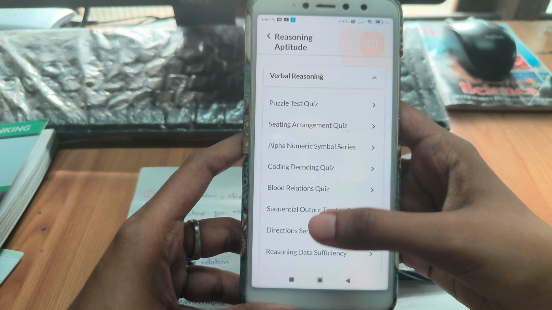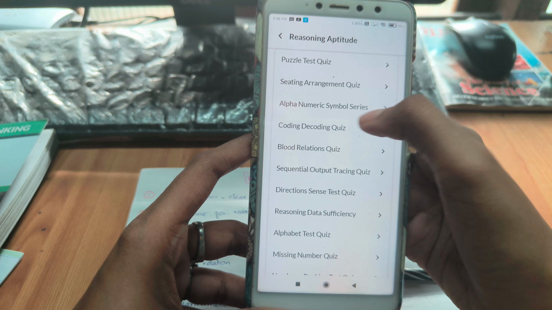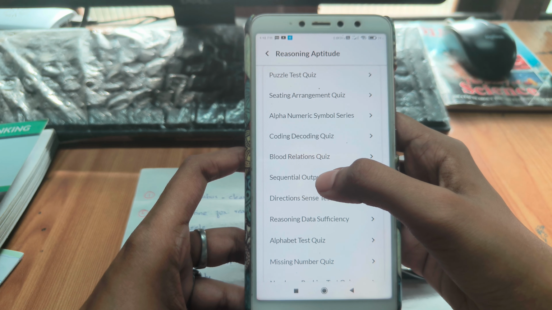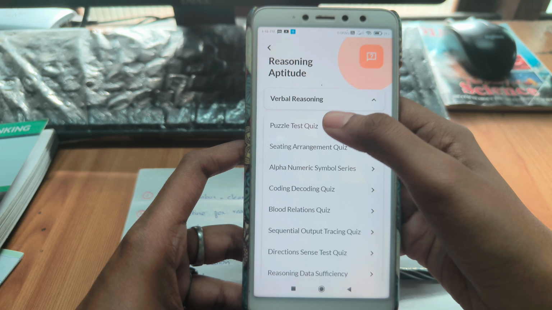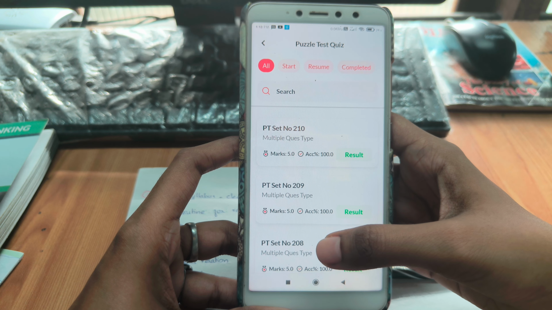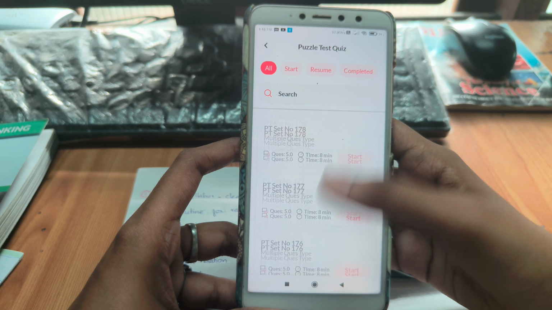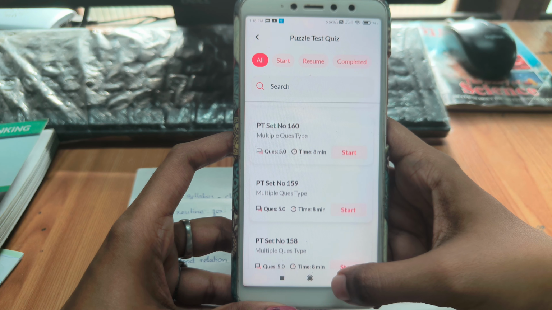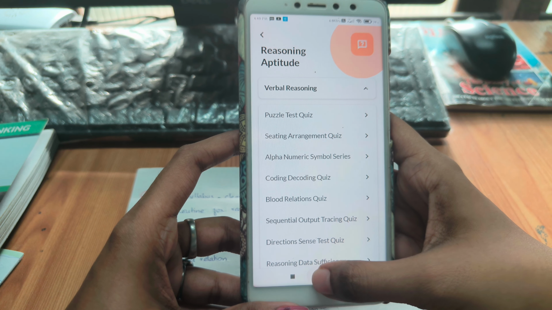You can see there are a lot of topic based quizzes. Like I said, seating arrangement, alphanumeric series, coding decoding, blood relation. So these quizzes will help you. So you can practice these puzzle quizzes. As you can see, there are a lot of questions available in this. So practice this daily for improving your speed. So that's all about the SmartKita application.